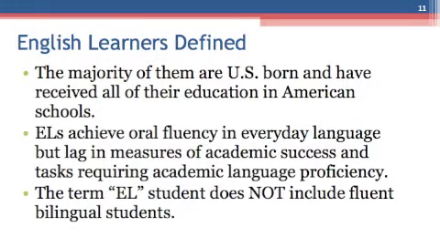The majority of English learners, as we will define and label them in this presentation, are born in the United States and actually have received all of their education in an American school. Yet they achieve oral fluency in everyday language fairly quickly, but have difficulties achieving that academic language that we'll define in a bit here, that they need in order to be academically successful. But the term English learner does not include students who are truly bilingual and fluent in two languages, and those are a far more rare student.